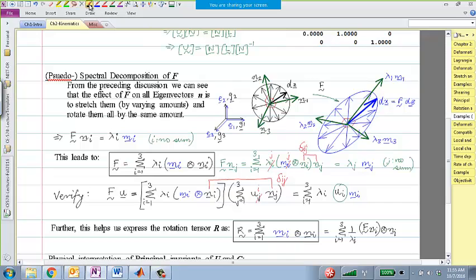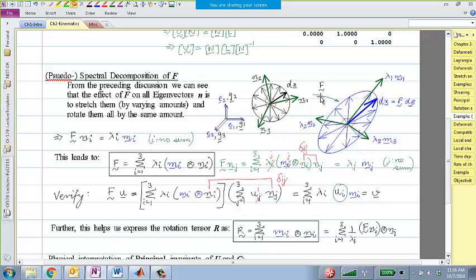So all that we did here was to just verify that F acting on a random vector u can again be described using this pseudo spectral decomposition. Where again in this pseudo spectral decomposition, the good thing is that lambda is a real value, and the eigenvectors also have real components, unlike the eigenvalues and eigenvectors of a tensor that is non-symmetric.